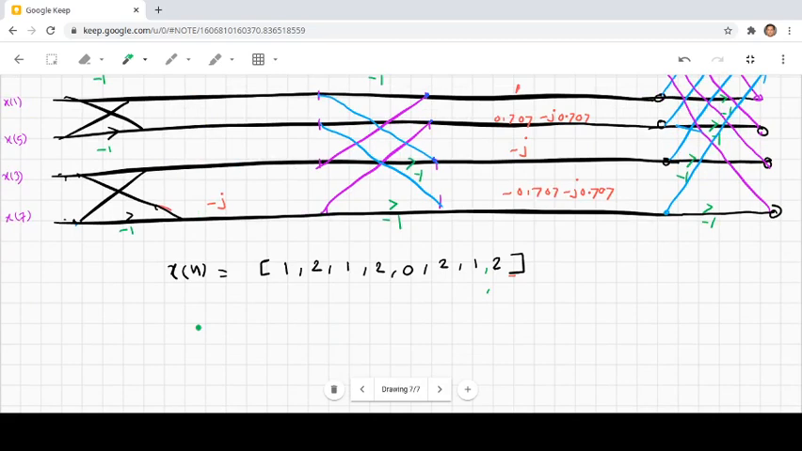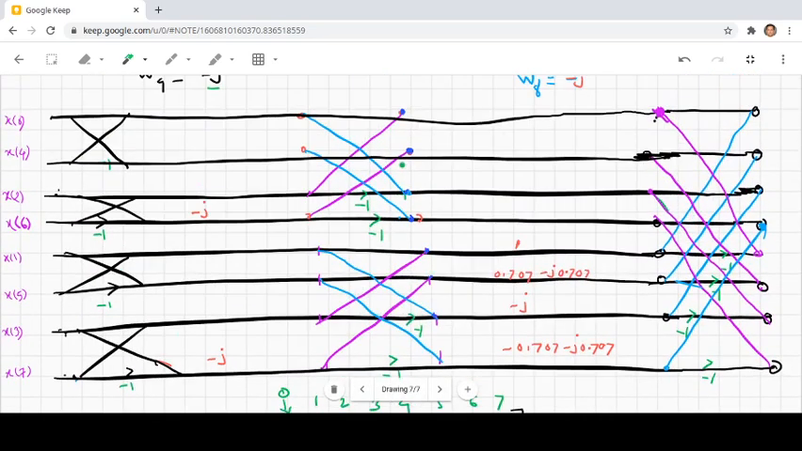And let us solve one example. Given x of n, you have to find its 8-point DFT. To find the DFT, you first have to find the bit reversal order. So first of all, x of 0 you should find out. This is 1, this is 2, this is 3, this is 4, this is 5, this is 6 and 7. So first of all, note x of 0 and x of 4 right here. 1, 0.